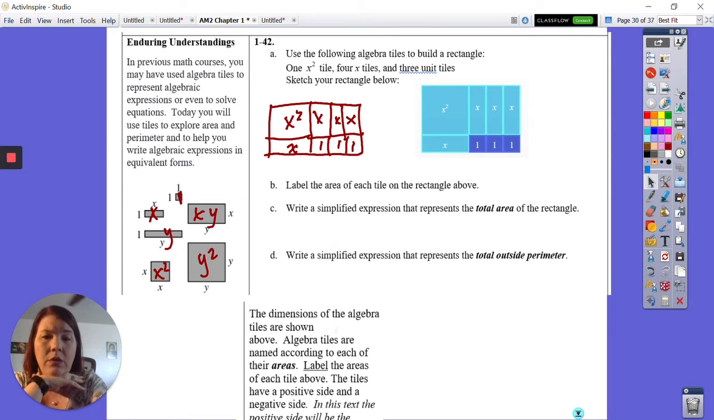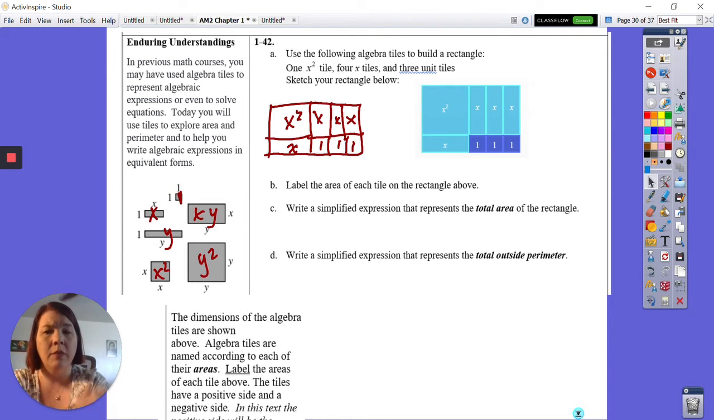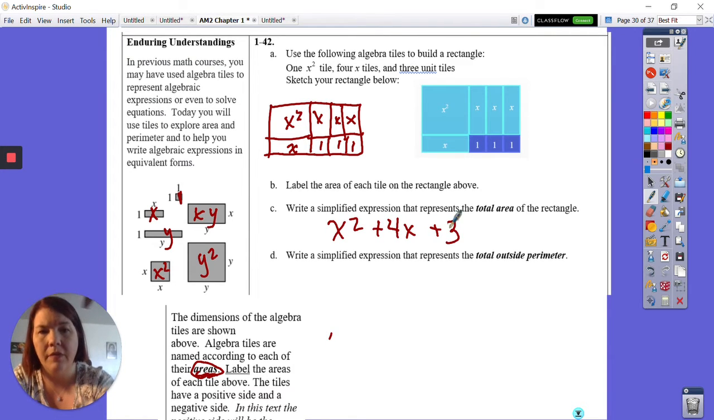You can use a snippet tool for your notes if you're putting this on a Google Doc or whatever, and you can take pictures like I just did, which I used a snippet tool. I used the one that's specific to this program, and do it that way, but make sure you're understanding what you're doing. Write a simplified expression that represents the whole area. So remember the writing on them is the area. That's what we just said a minute ago. And so this is x squared plus 4x plus 3, because there are 4 x's. I could just read that, and basically that's my area. I just wrote it as math.